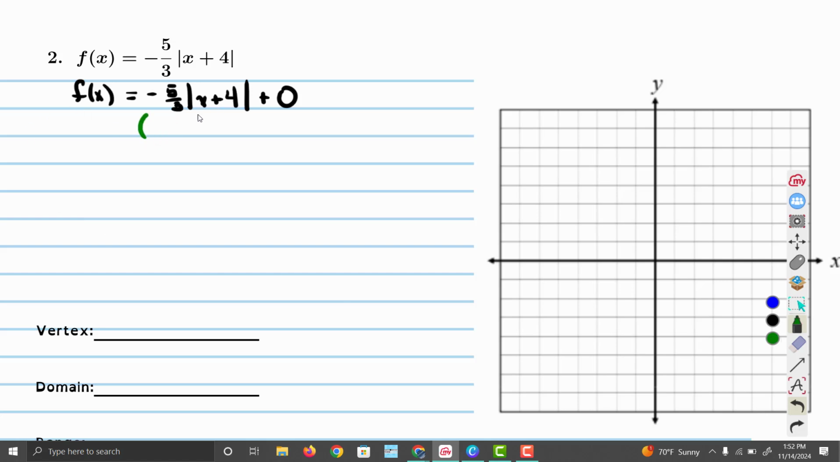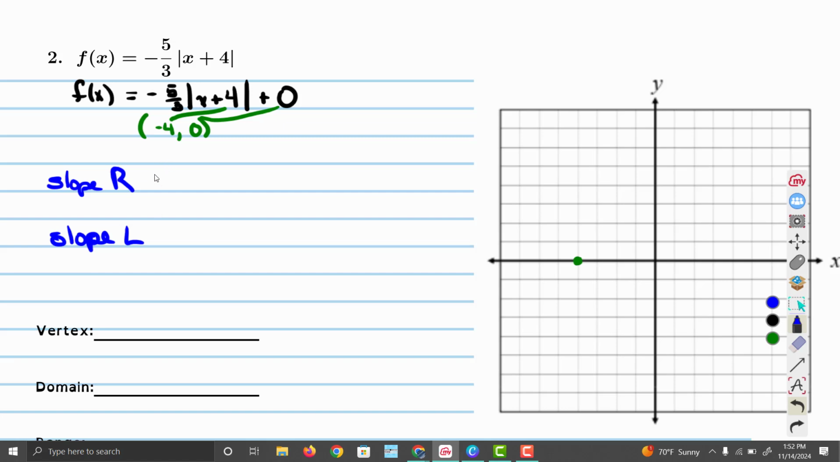Well, my vertex is opposite inside. So negative 4, 0. So negative 4, and then I'm on the x-axis. So my slope going left and my slope going right are going to be different because we're dealing with the absolute value.